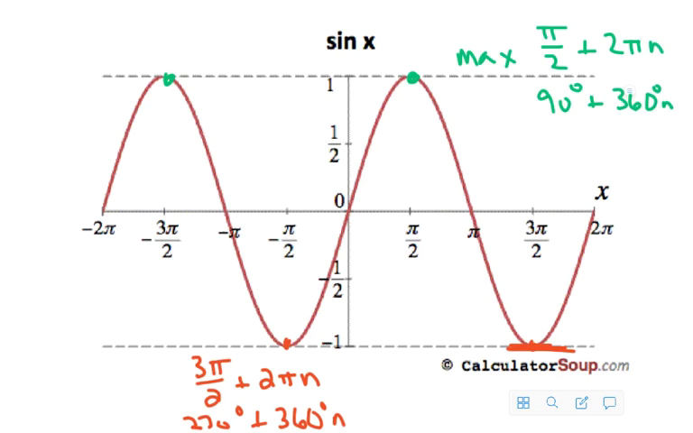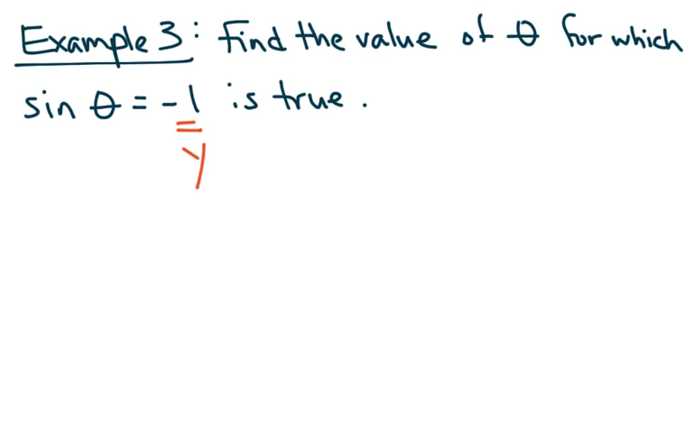And we said that it was going to hit its minimum of -1 every period after that. Since the period is 2 pi, we say the answer is 3 pi over 2 plus 2 pi n. So it starts at 3 pi over 2, and then it occurs every period after that.